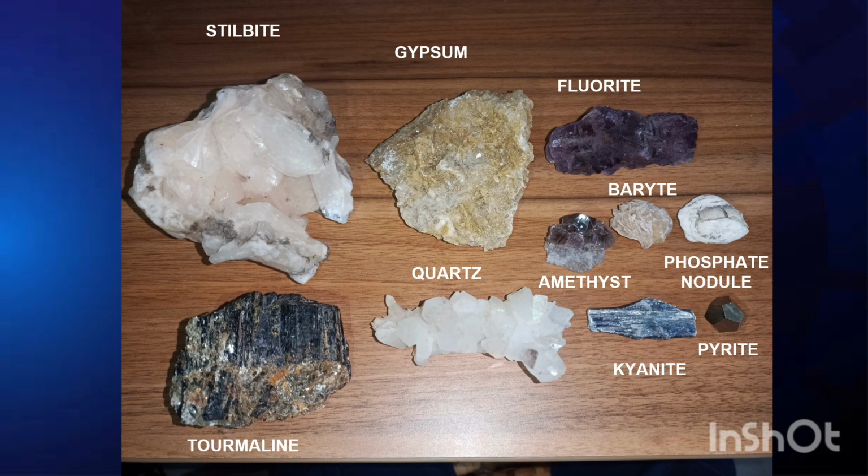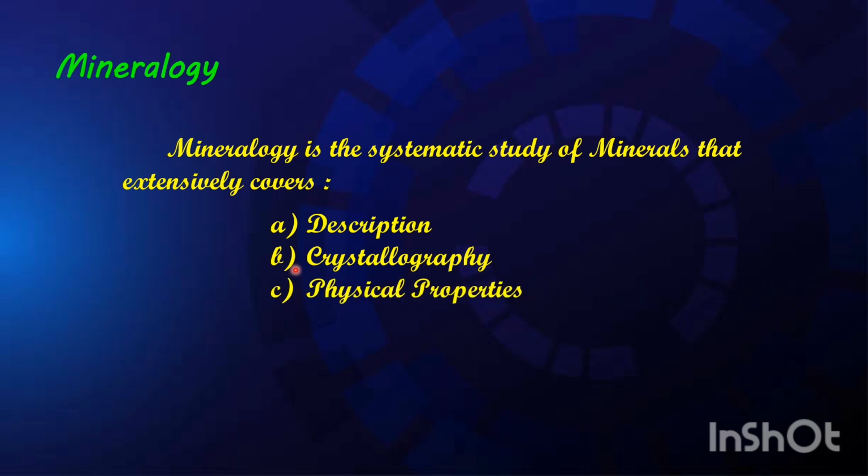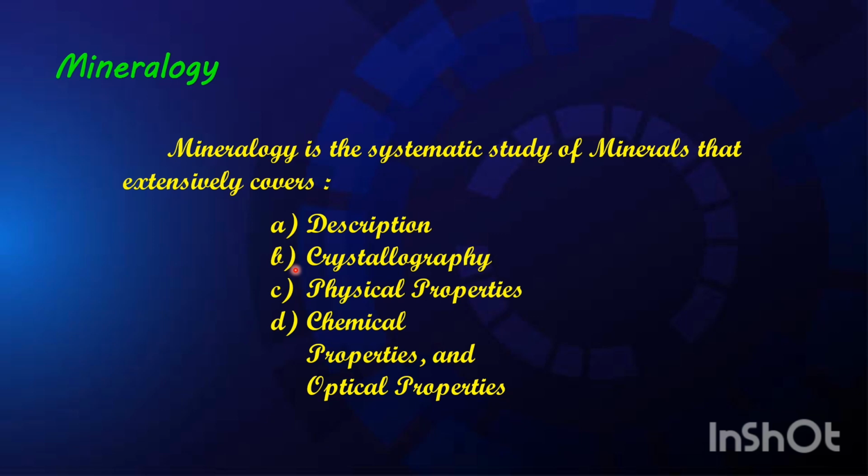Moving forward, when we want to study minerals, we approach what we call mineralogy. Mineralogy is a systematic study of minerals that extensively covers the physical description of the minerals, how they look, what properties they have, the morphology and everything, and crystallography, which is the study of its molecular arrangement. Then we have physical properties, which are the properties exhibited by its physical form. For example, we have luster, streak, color, like that. It also covers chemical properties and optical properties.